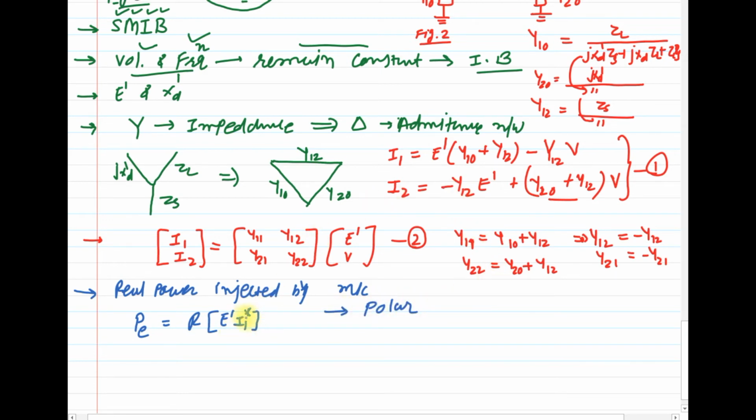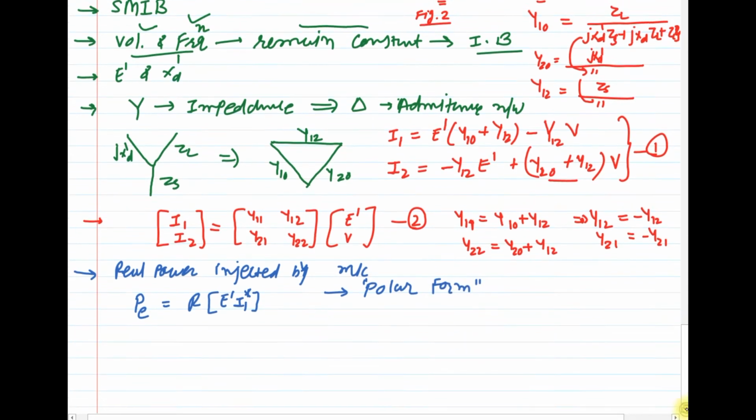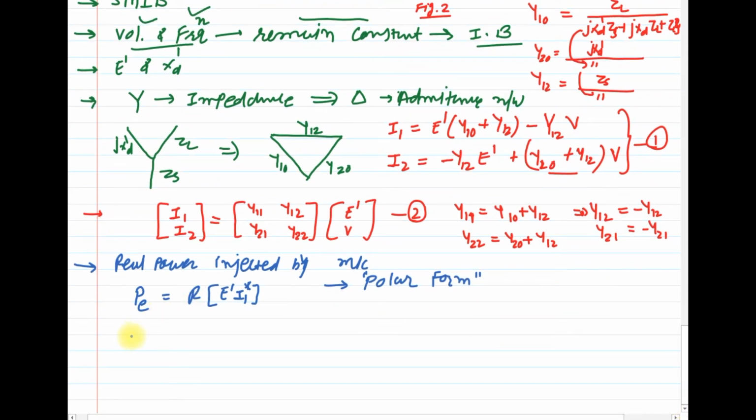Substitute the value of I1 from equation number 1 and consider all the values, that means voltage, current and admittance, into the polar form. Clear? So just follow the process. Here PE is equal to the real part of E dash into the polar form, that means with magnitude and angle, which is angle delta.